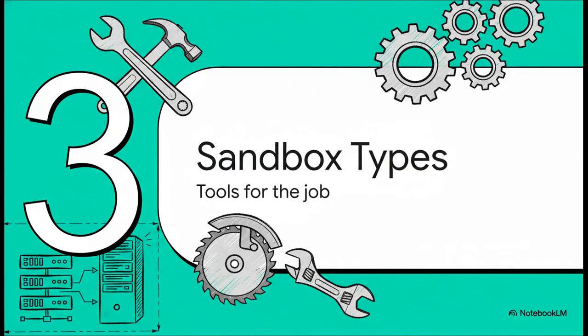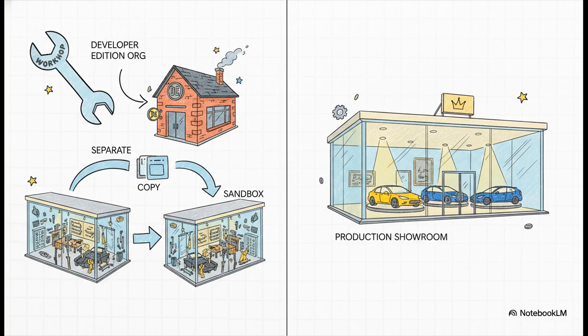Okay, so we've all agreed we need a workshop. Great. But what kind of workshop? Salesforce actually gives us a few different flavors, so let's check out the tools we've got in our toolbox. Your workshop really comes in two main flavors. The first is a developer edition org, which is totally free and completely separate from everything else. The second is something called a Sandbox, which is a direct copy of your showroom. And this choice between a totally blank slate or a perfect replica, well, that's a huge decision, and it all comes down to the job at hand.